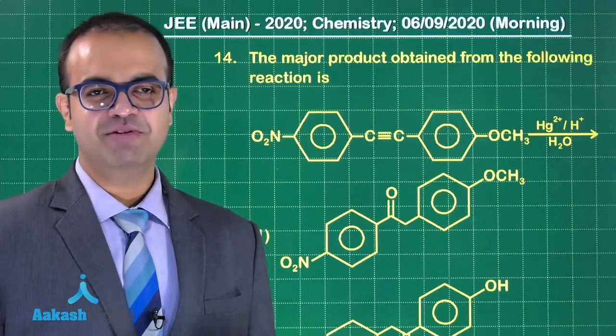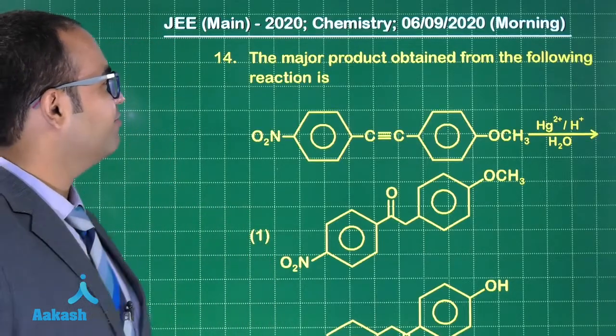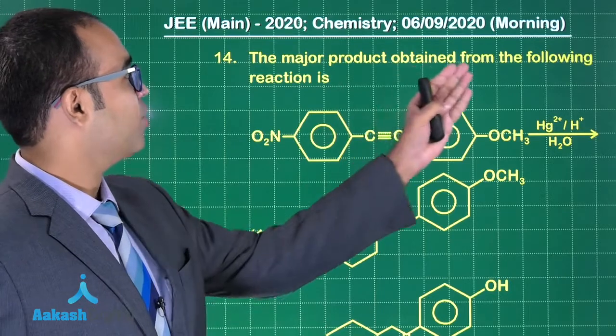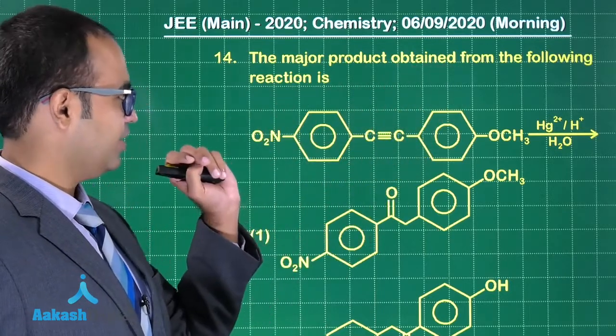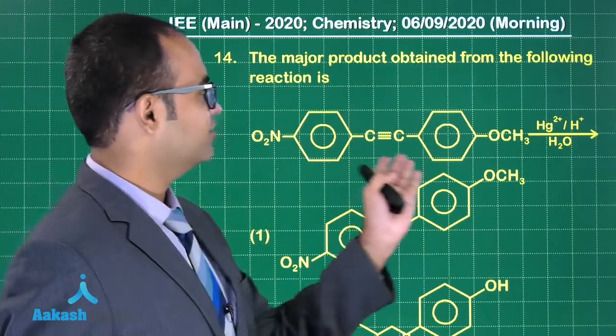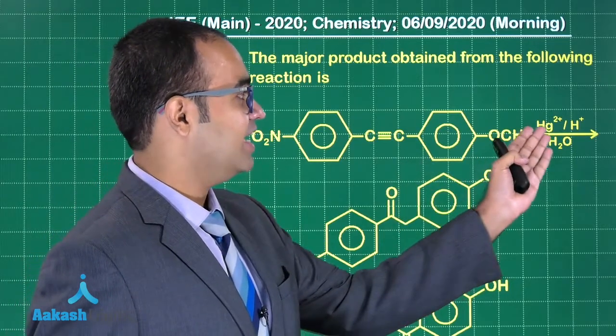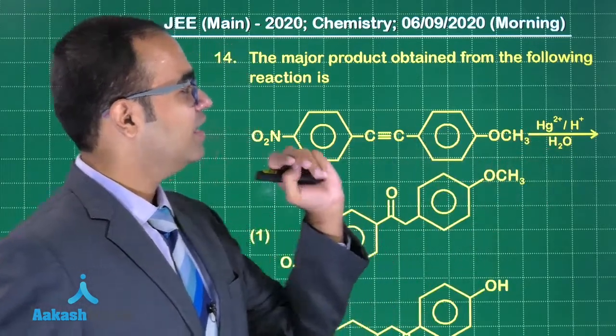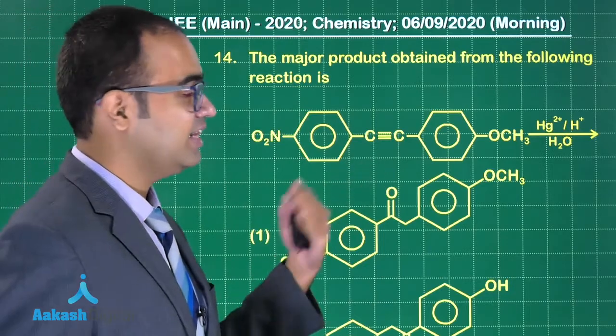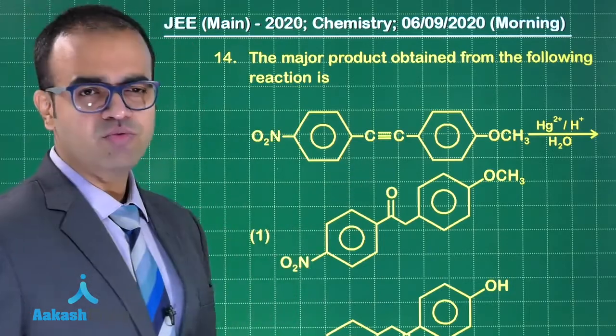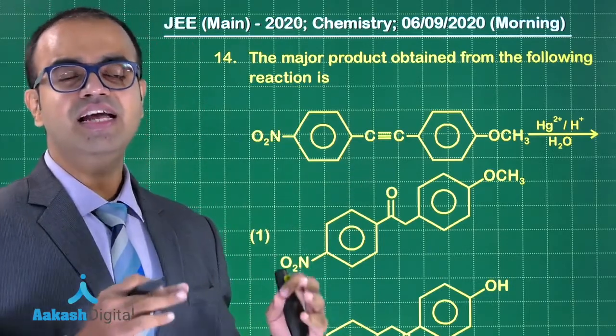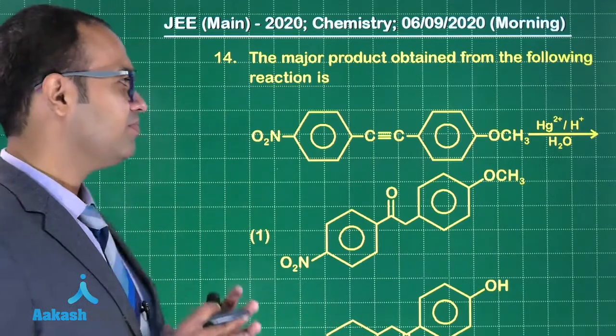Let's solve question number 14, guys. So what we have, the major product obtained from the following reaction is, okay, so we have a very big structure over here reacting with Hg2 plus, H plus and H2O, and they're expecting us to write the product. Okay, what type of reaction is it? It is an electrophilic addition reaction, right?